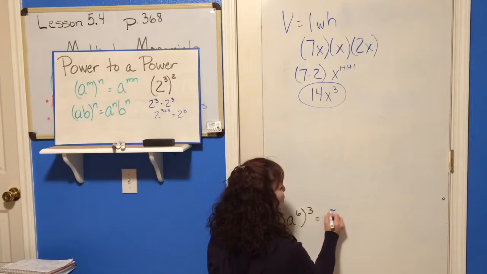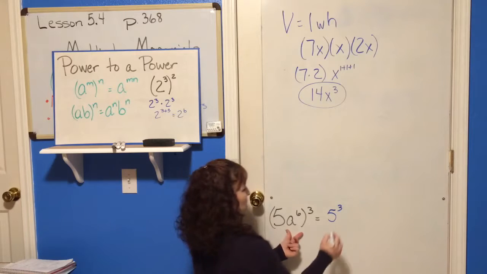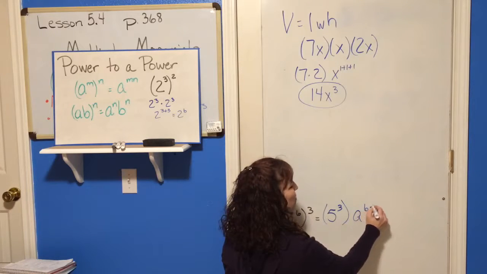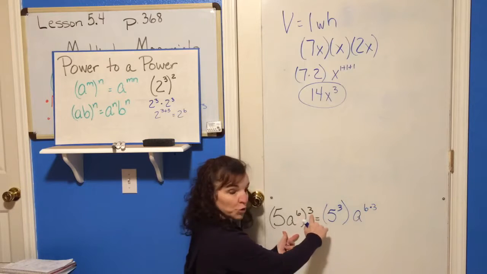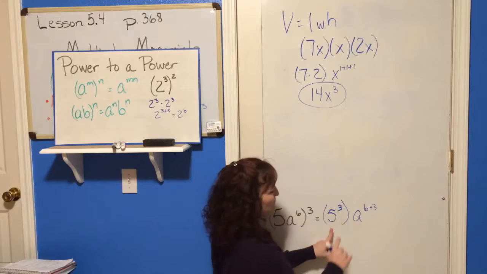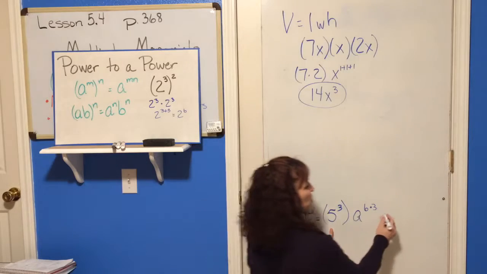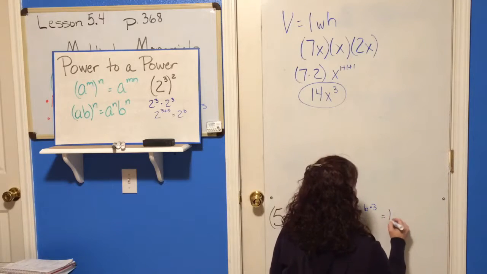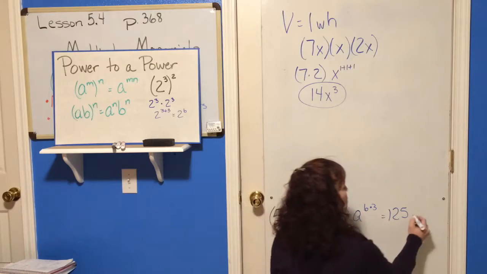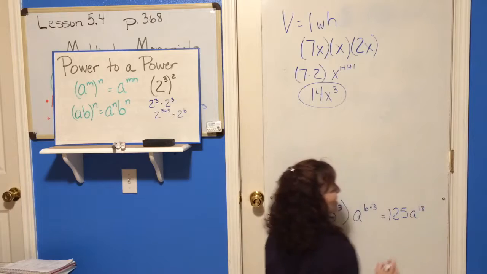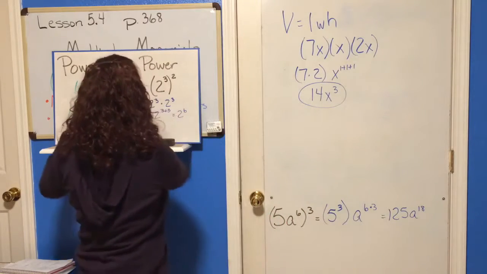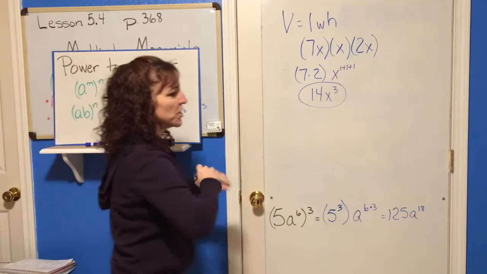So we've got 5 cubed times a to the 6th times 3, because this is 6 to the third power. We're multiplying, not adding. So now 5 to the third power is 5 times 5 is 25, times another 5 is 125. And then a to the 6 times 3 is a to the 18th power. So that would be your final answer. You've got to take each part to the power.